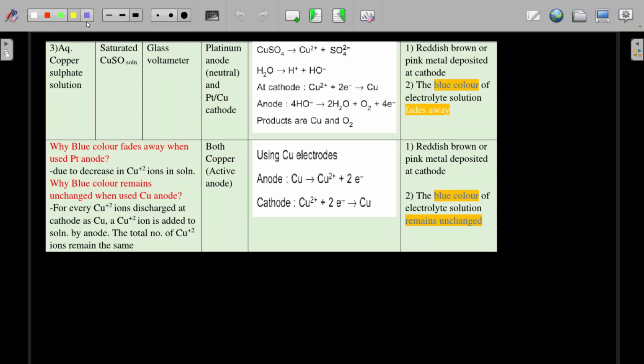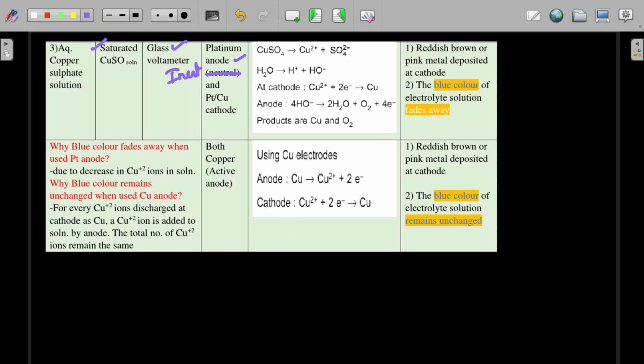Okay, so here the electrolyte will be that one only, saturated copper sulfate solution. Then we take a glass beaker. Voltameter is nothing but an electrolytic cell, so we can take a glass beaker as the electrolytic cell. In the first case, platinum anode means we are taking the inert anode. Cathode doesn't matter whether you take inert cathode or active cathode. Only what matters is the anode.